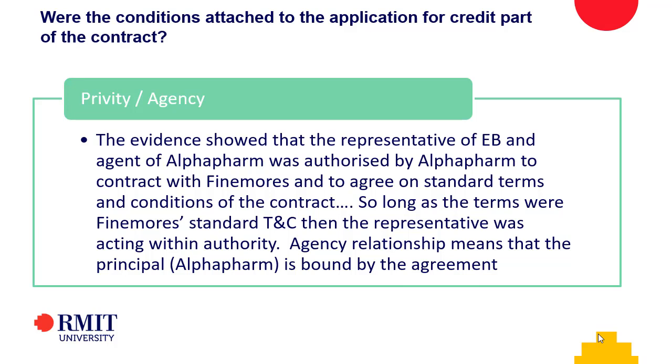Again, if you remember back to the cases around privity, one of the ways of getting around privity is to be really clear that the person who is signing the contract is doing so as an agent for the principal, because that means the principal is a party to the contract. So even though the agent is the one who signed it, the agent is the one who negotiated, it's the principal who is bound. A really good example of that is buying real estate.